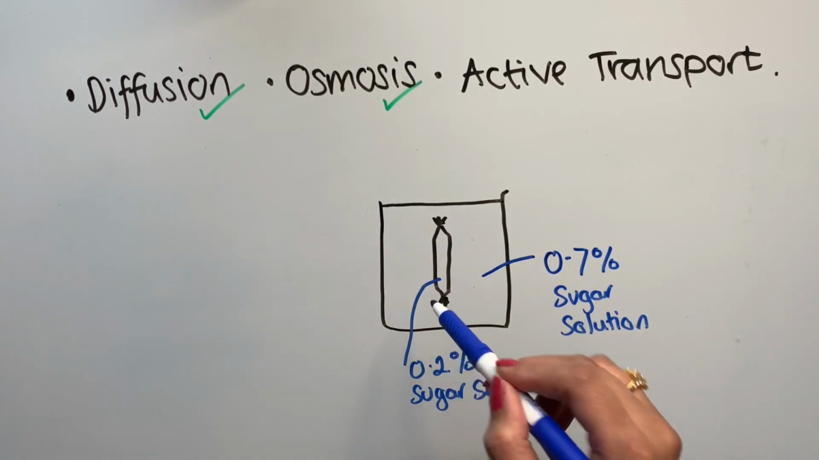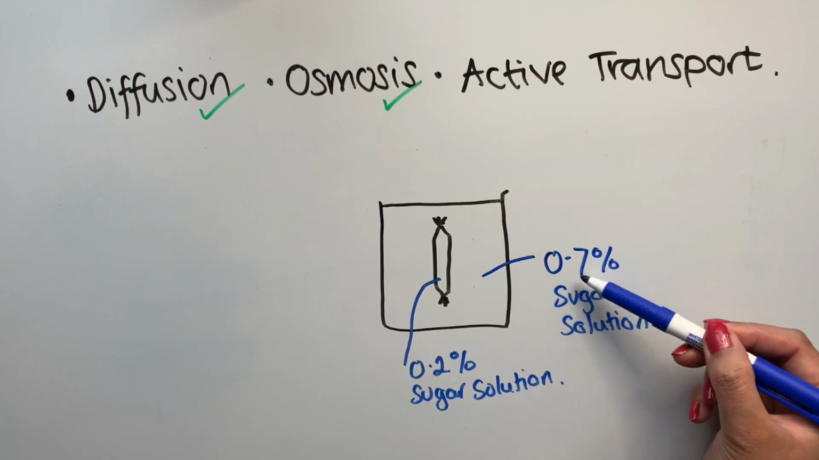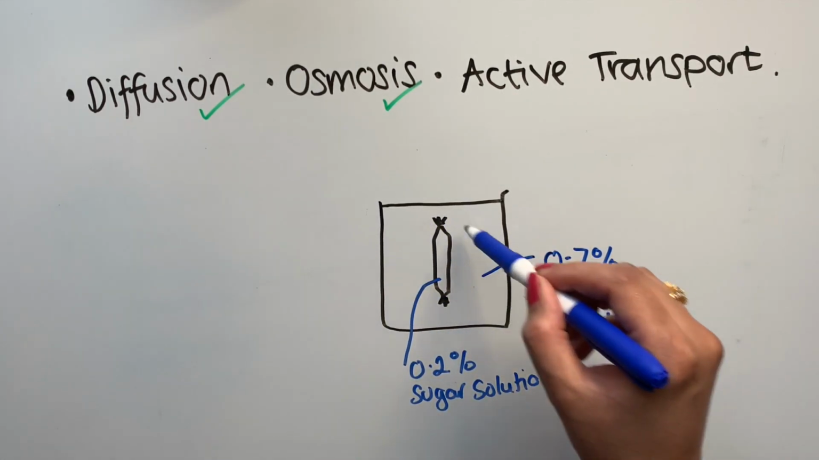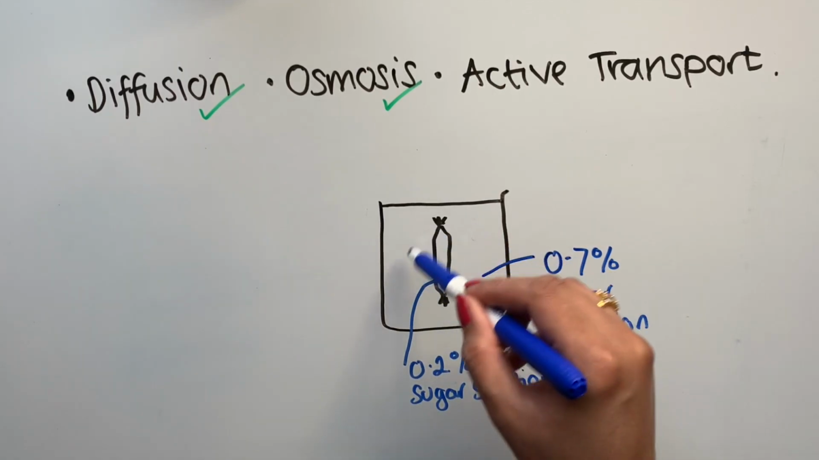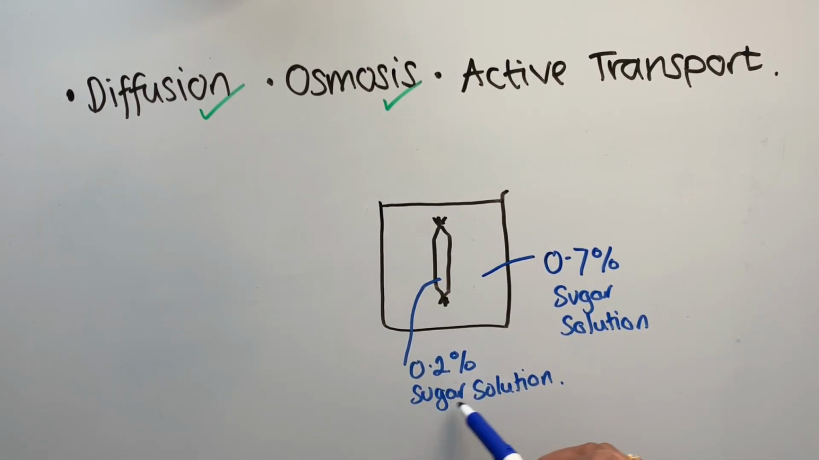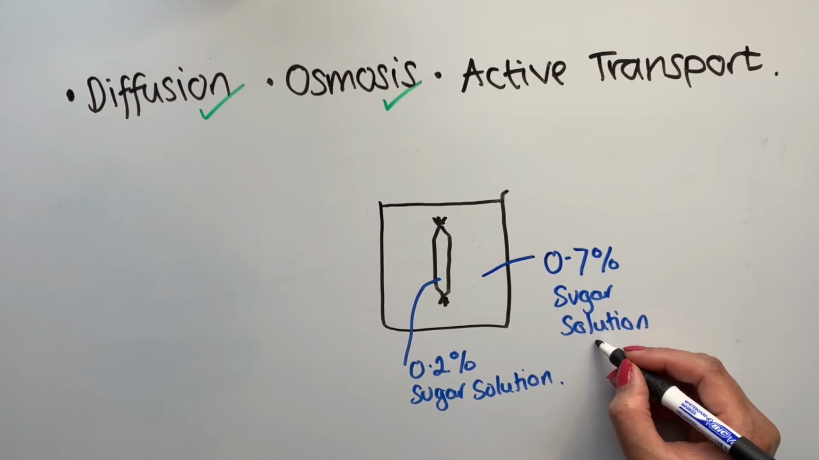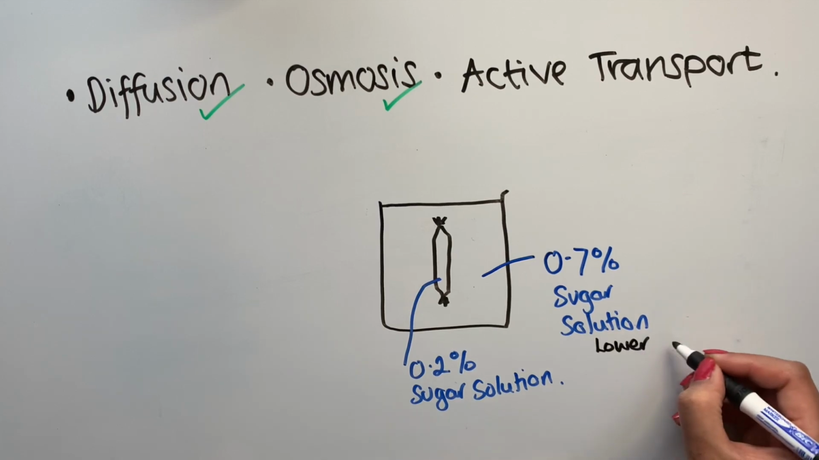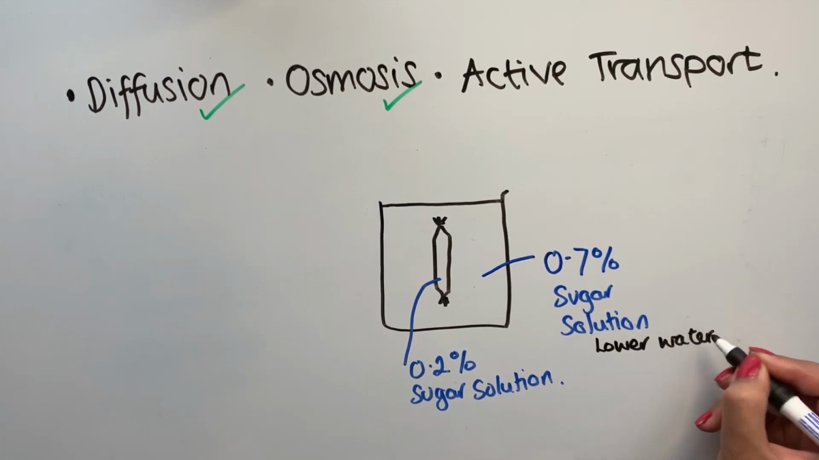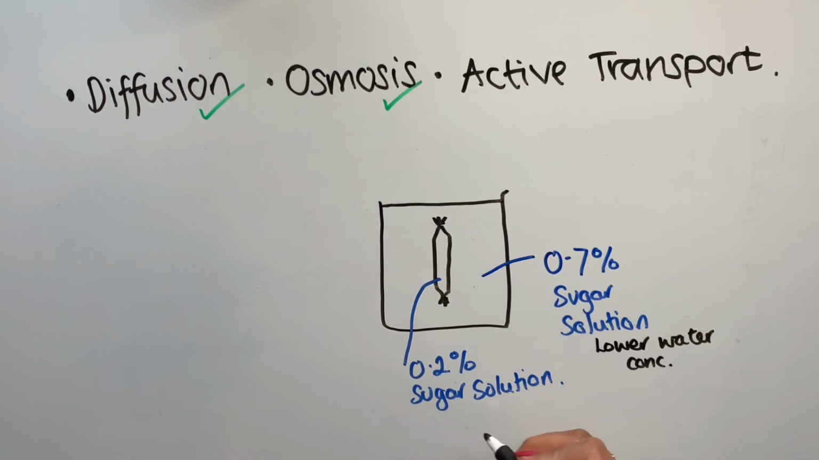Now, because we have a 0.7% sugar solution around the visking tubing and 0.2% inside, that means there are more sugar molecules in the outside solution, which means there's less water on the outside. Because the concentration of the sugar solution on the inside is less, there are more water molecules and fewer sugar molecules. So in terms of water, this would be our lower water concentration, and this would be our higher water concentration.